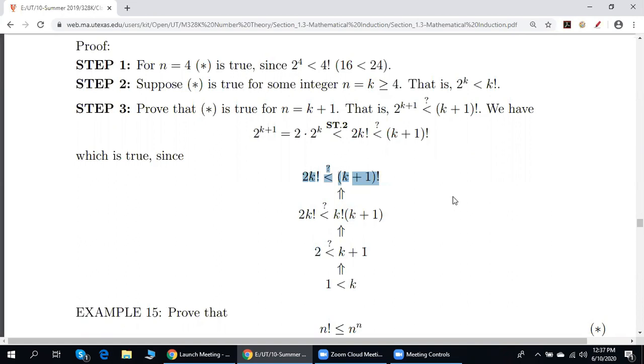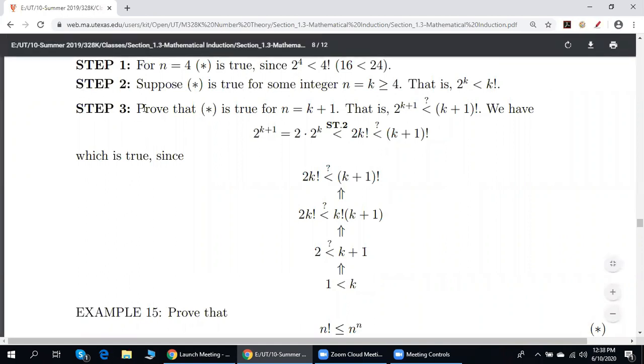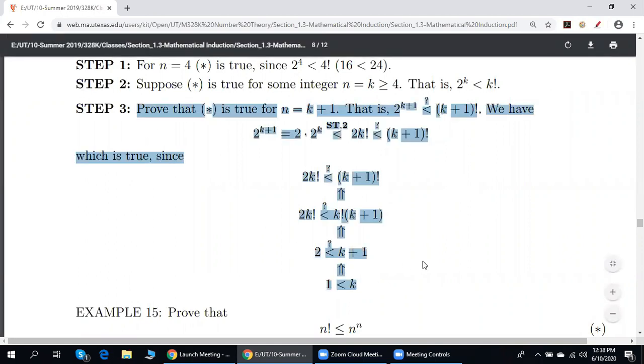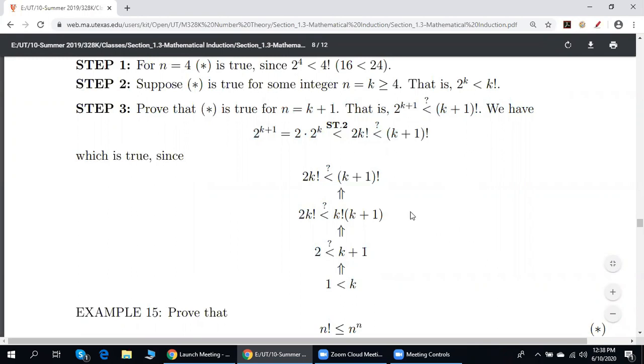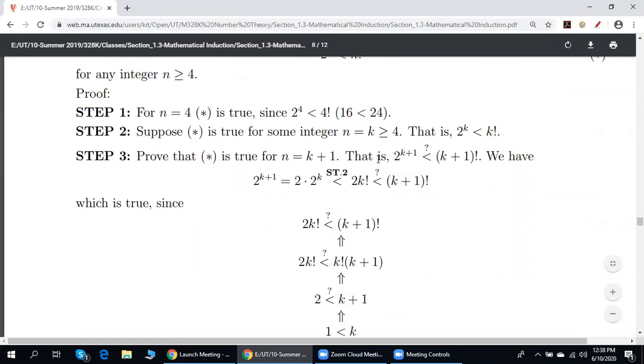Any questions here? Can you go back to step 3 and explain, I guess, how you replaced in step 2? Yes, absolutely. So 2 to the power k plus 1 is 2 times 2 to the k.